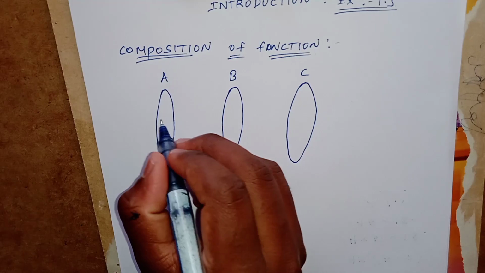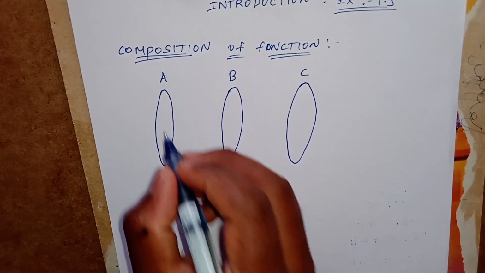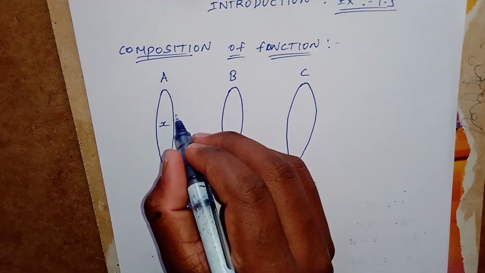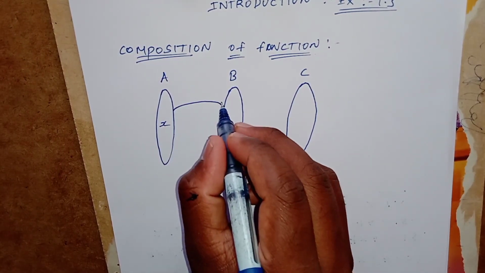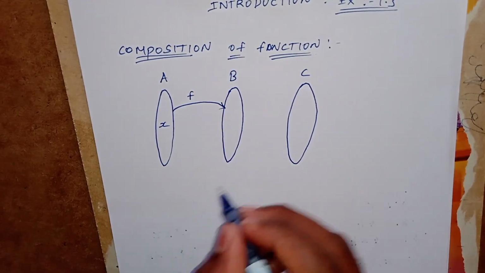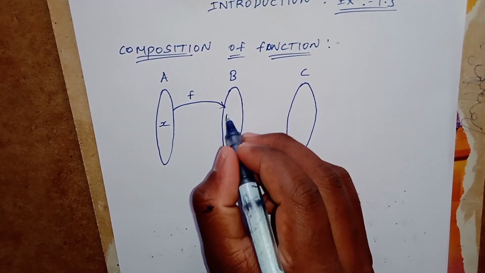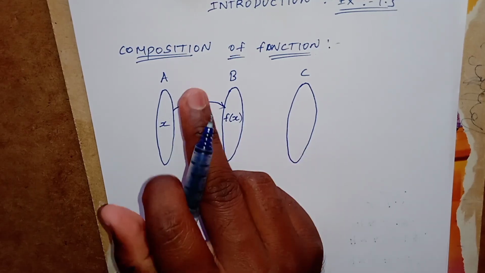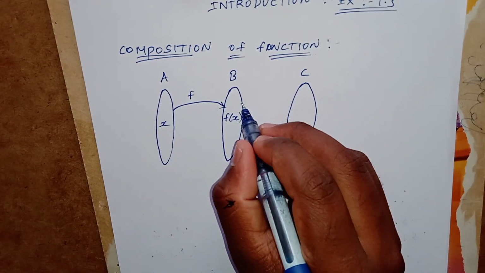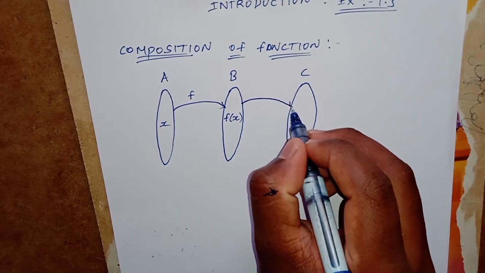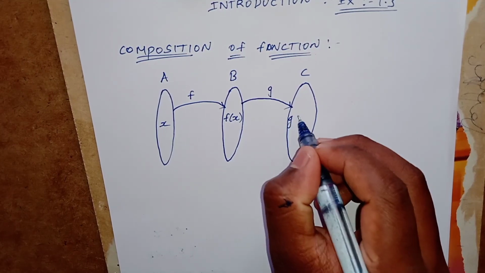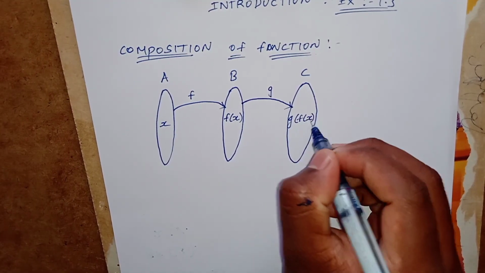Here first set A, with some elements x. Now from A to B, here f. Therefore it is f of x. Next from B to C, here g. Therefore g of f of x.